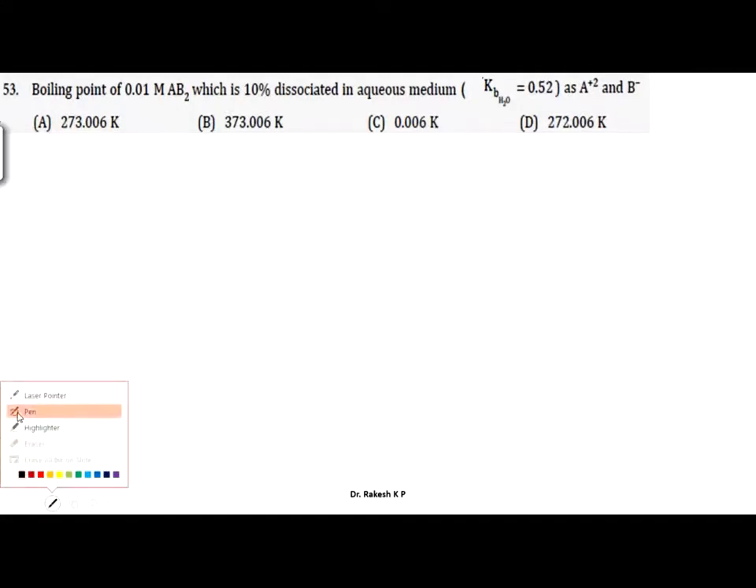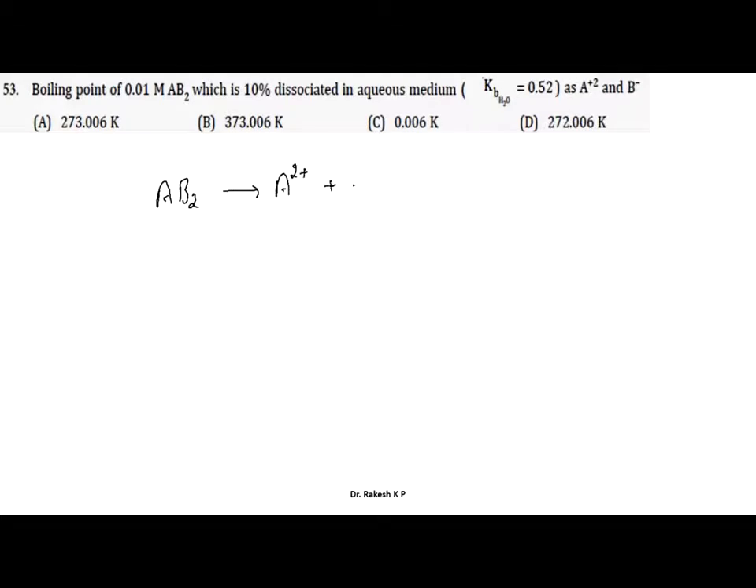See this one. The boiling point of 0.01 molar AB2, which is 100% dissociated in the aqueous solution. Just go to this one here. This is the AB2 type, which upon dissociation gives A2+ plus 2B minus.